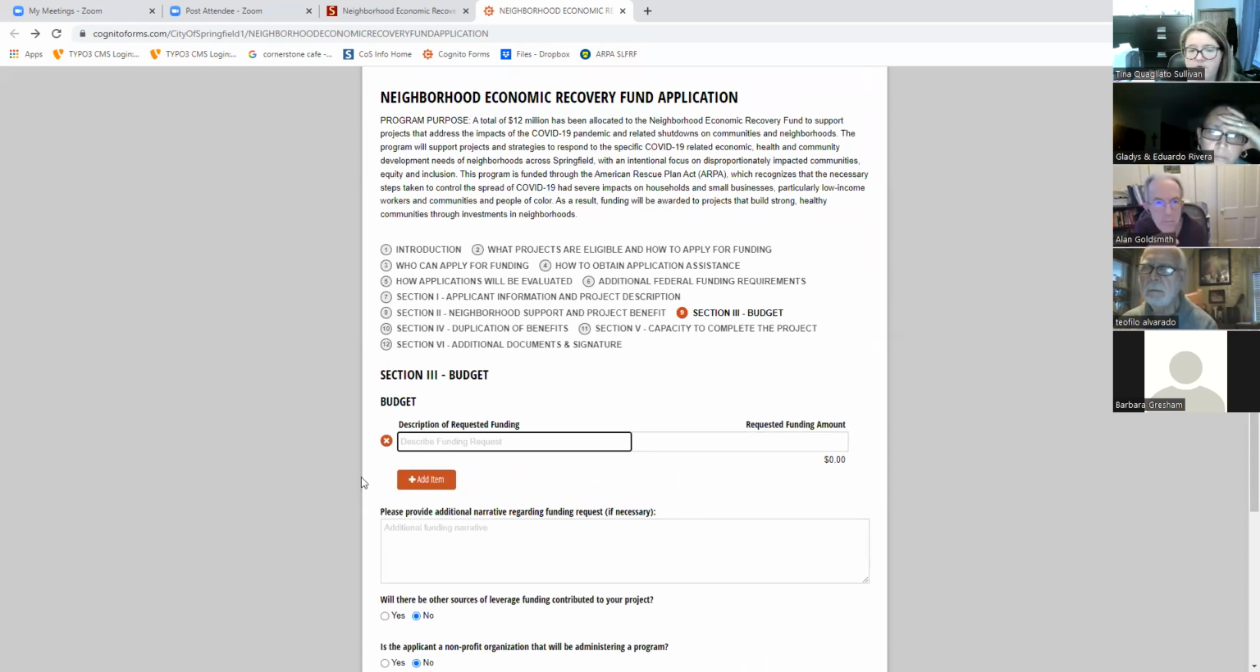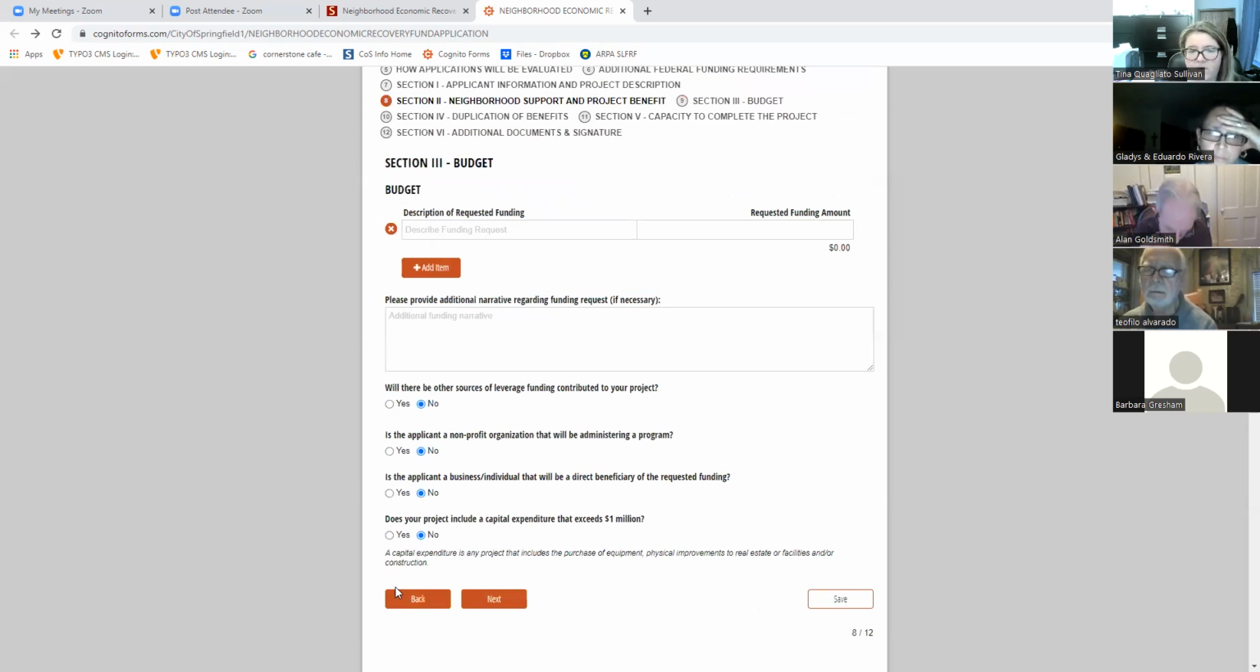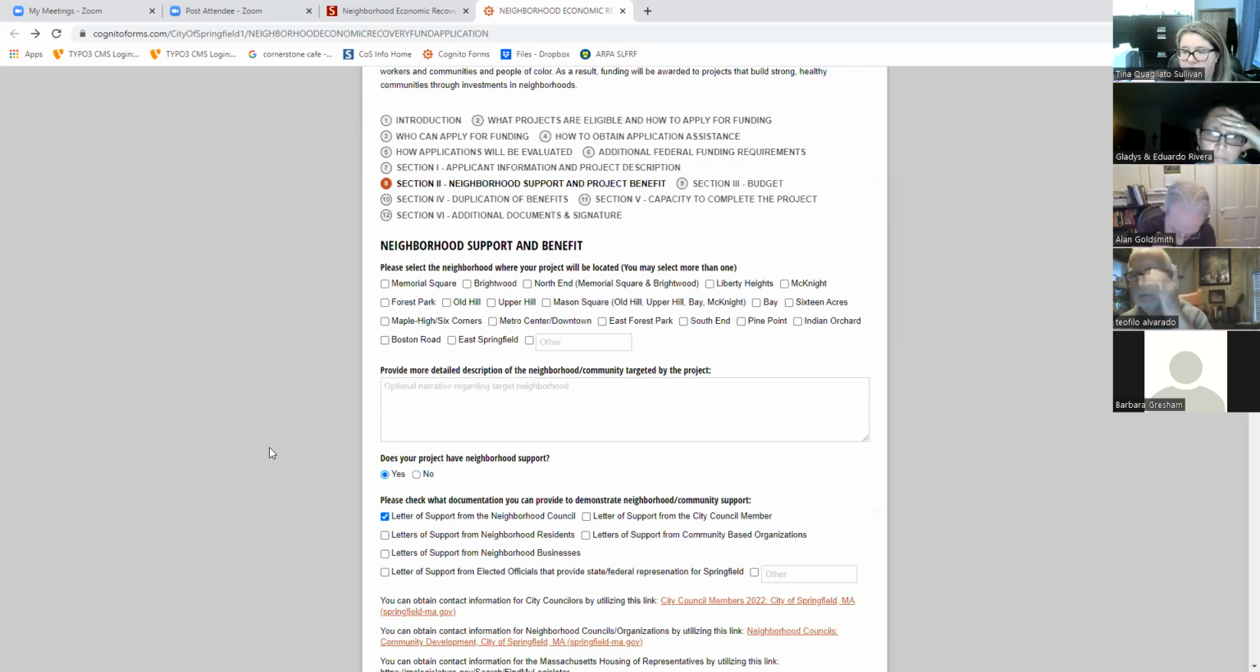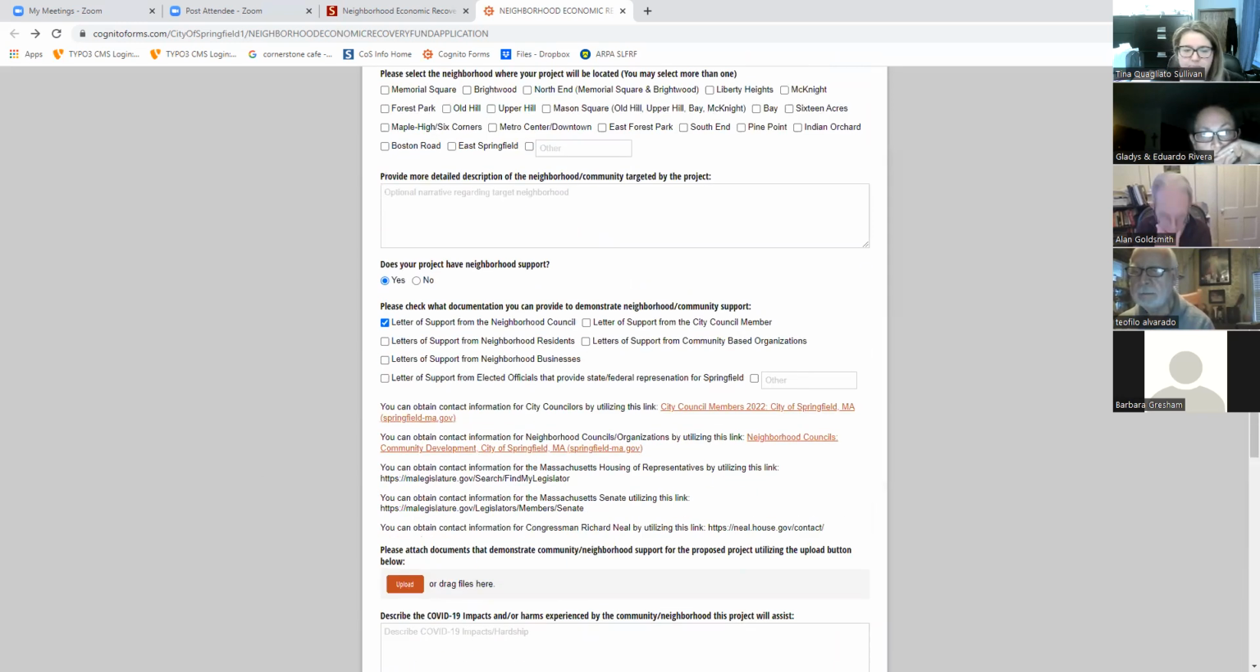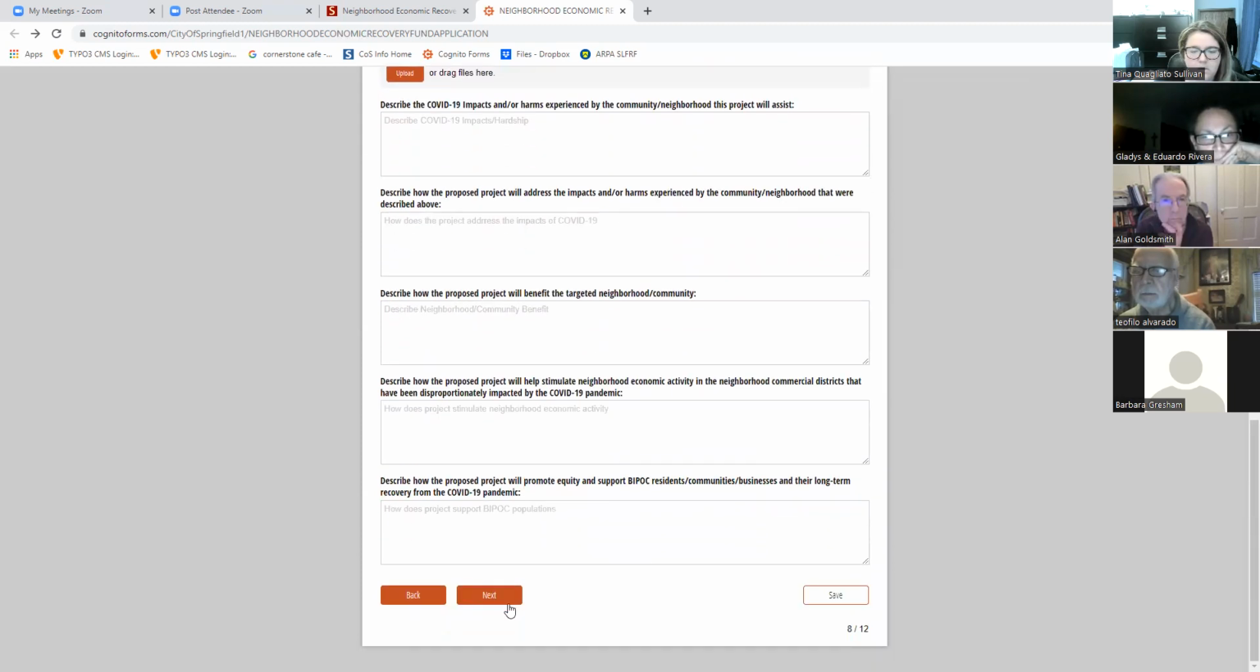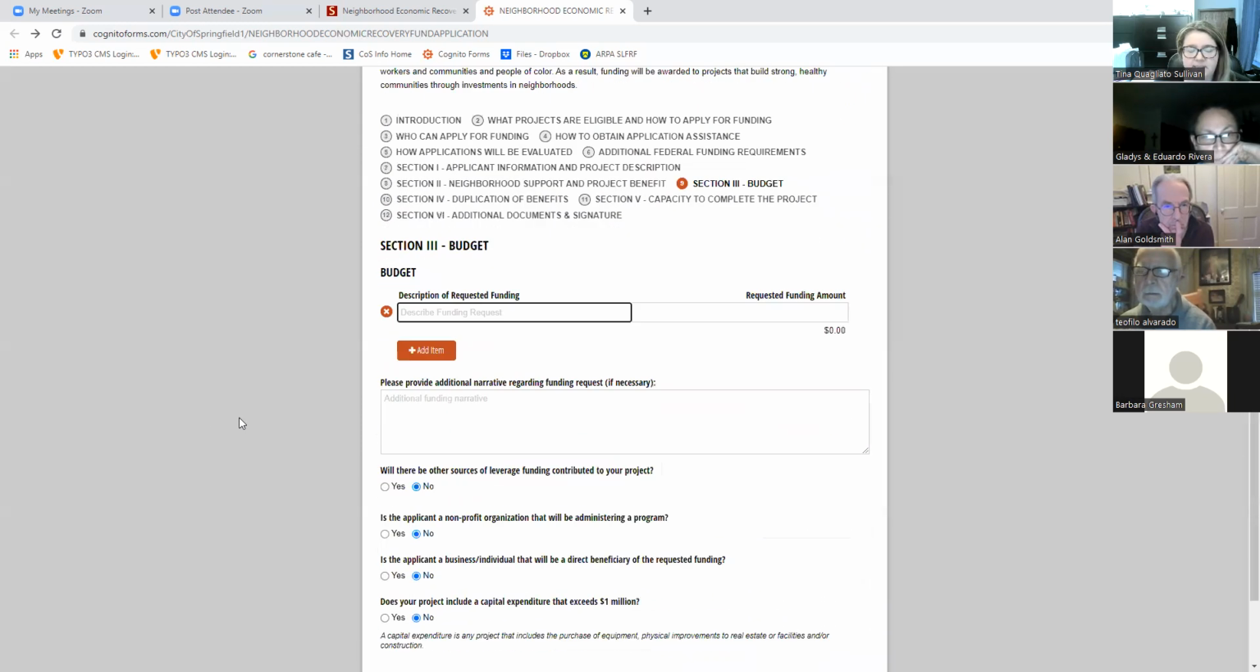That's how you want to approach this question. Okay, before I move on to the next section, do we have questions about neighborhood support and benefit? No? Okay. Next section is the budget.